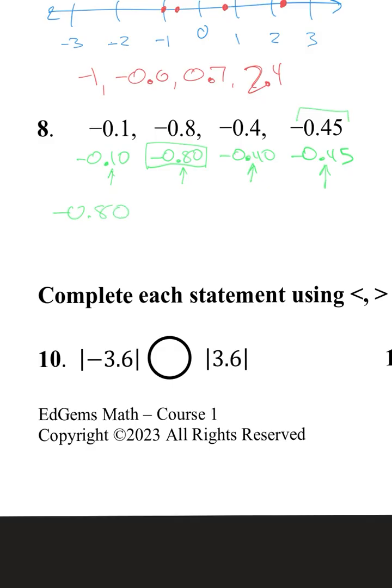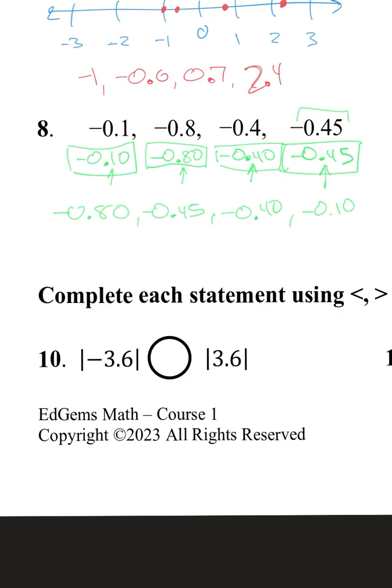After that, which is the largest number? That would be this one. So we're moving closer to 0. So negative 0.45. After that, I've got this number, negative 0.40. So we're inching towards 0 now. And the number that is closest to 0 is this one, negative 0.10.